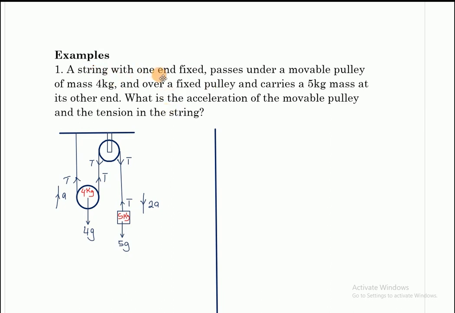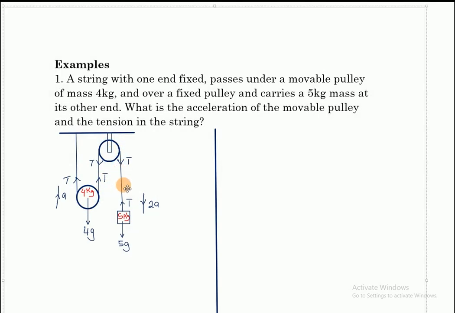They said a string with one end fixed. This is the fixed point of the string. It passes under, like this. That is the movable pulley, and then over a fixed pulley and carries a 5 kg mass at its other end. That's the scenario we have. This one goes up, this one comes down. With this one as A, this one is 2A.